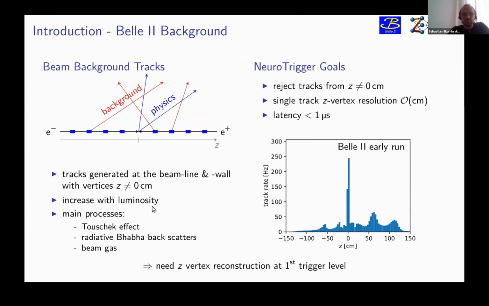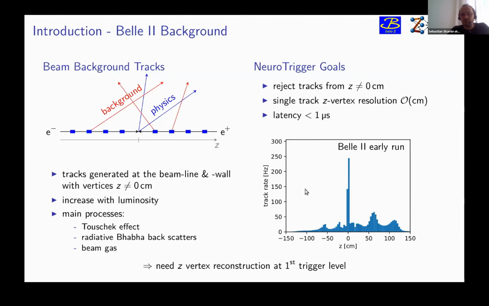The background processes are expected to increase with the luminosities, therefore we expect heavy background conditions. The main processes are the Touschek effect, which is intra-beam scattering, backscatters from radiative Bhabhas, and beam gas events. And with the neural network trigger, we would like to reject the tracks not pointing to the IP. This has to be fast, with a very short latency of under 1 microsecond, so it can be used for the first trigger level.